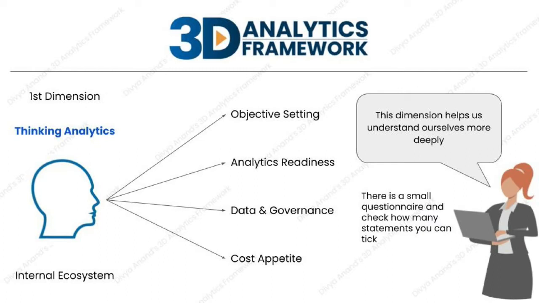There are four elements in this dimension: objective setting, analytics readiness, data and governance, cost appetite. It helps us understand who we are and what we are trying to achieve. Every organization will be at different levels of maturity in each of these elements. Some might be making a beginning, and some might have mastered the art. The first step, therefore, is for us to find out at what stage of maturity our organization is in.